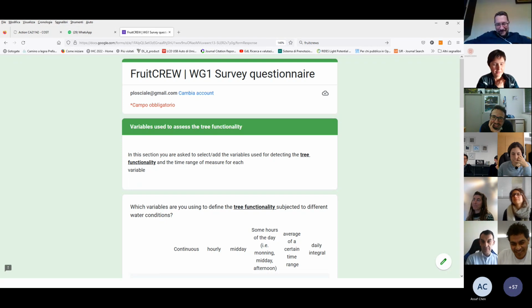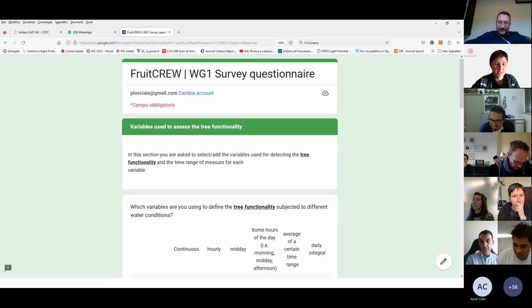So I think it's a very good point. So thank you, Andrew, for raising this point. Probably many of us will have to fill in many of these questionnaires, because I'm sure that we all have several data sets about different trials. Okay, so maybe each of us will have to make a selection of the databases he wants to share, also deciding which ones he or she wants to share, of course, with the project.